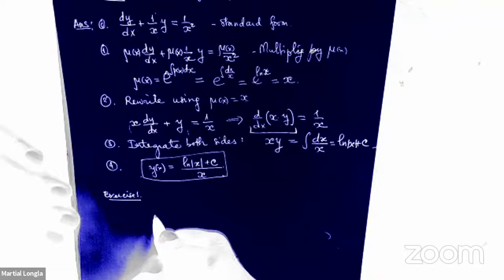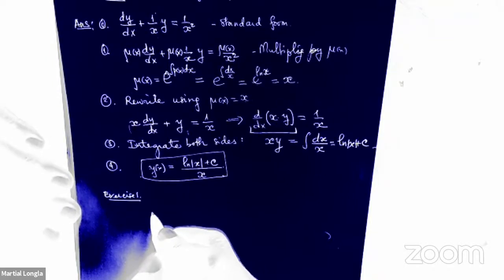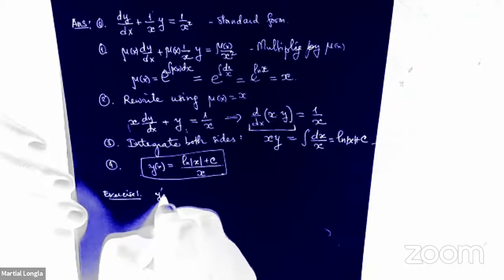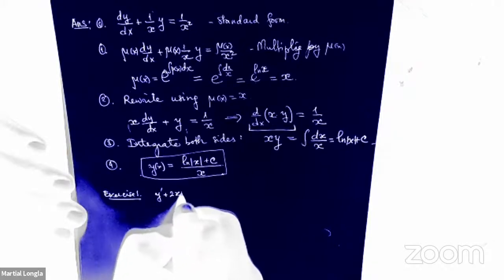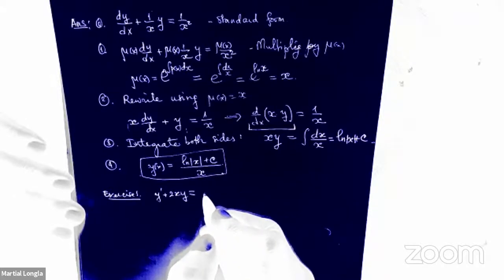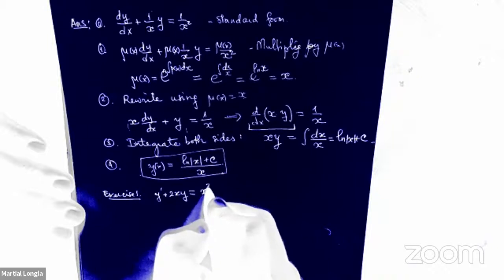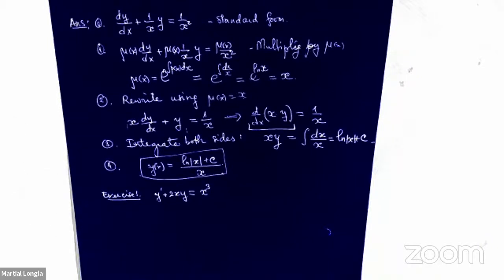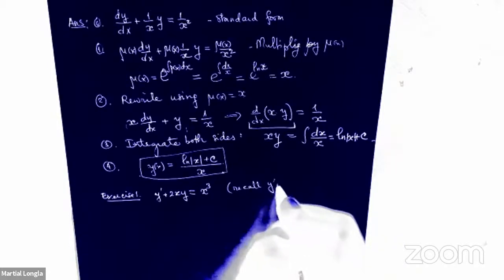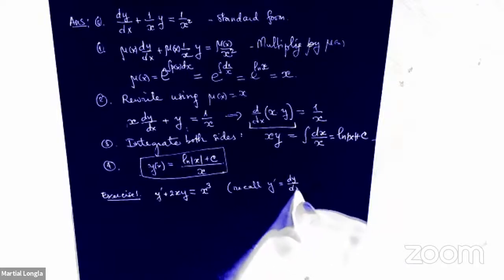And in exercise one, I'm going to ask you to solve y prime plus 2xy equals x cubed. So we have such a nice problem, and then you need to recall that y prime is nothing but dy over dx.